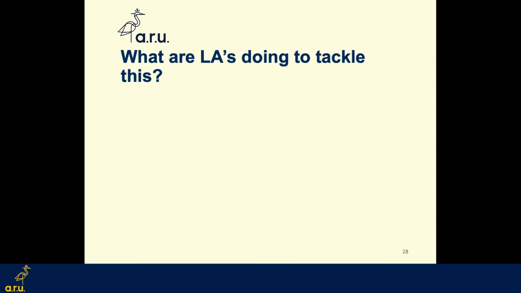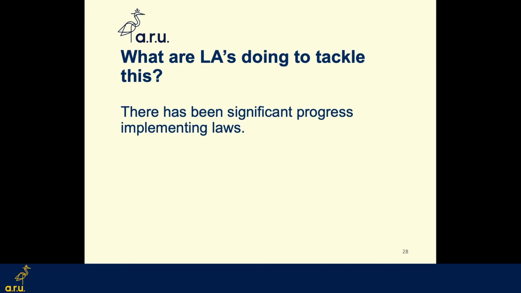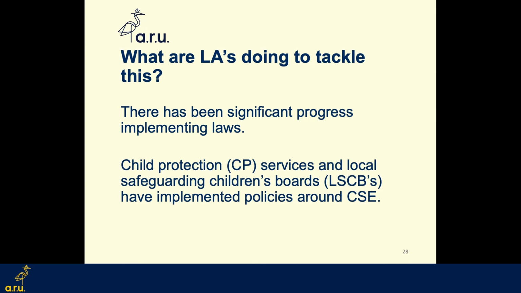So, I've obviously criticised social services and the police as I started this, but what are the local authorities doing to tackle this? There's been significant progress in implementing laws, and child protection services and local safeguarding boards have implemented policies around CSE, but not child sex trafficking.